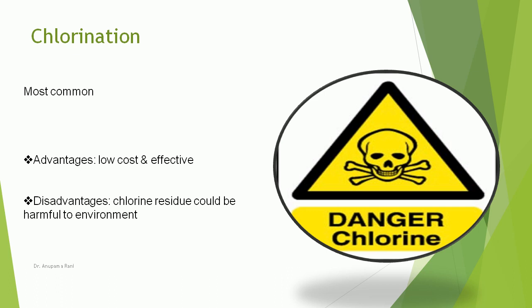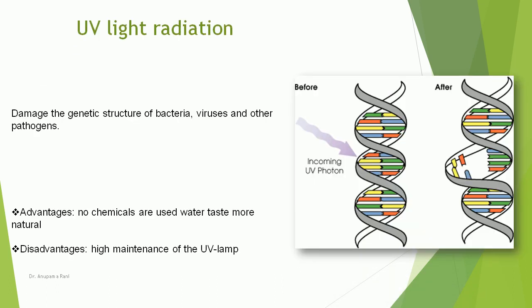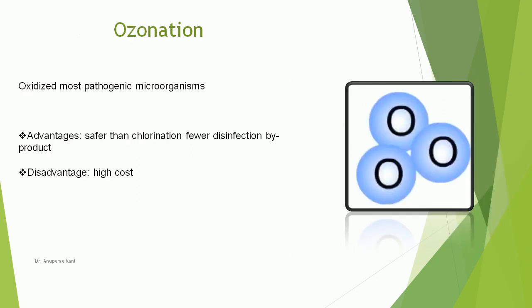to environment and skin. Then comes the disinfection process, UV light radiation, which damages the genetic structure of bacteria, viruses and other pathogens by destroying their DNA. The advantages of UV light radiation: no chemicals are used, water tastes more natural, but the disadvantage is high maintenance of the UV lamp. The third one is ozonation, that oxidizes most of the pathogenic microorganisms. The advantage is that it is safer than chlorination and there are fewer disinfection byproducts. The disadvantage is the high cost.